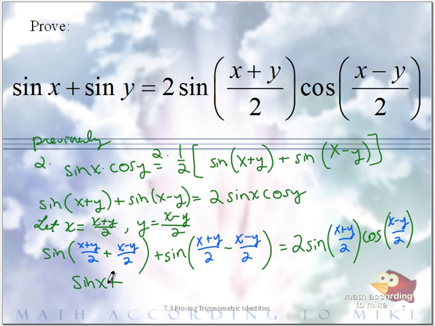Plus sine of x plus y over 2 minus x minus y over 2. The x's cancel, and you'd have y minus negative y, which is 2y, over 2 is y. Sine of y equals, you get to rewrite it and complain about it.